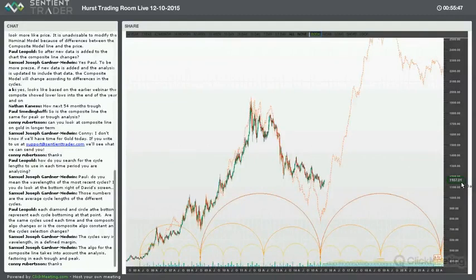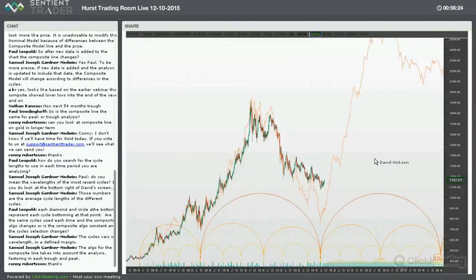Paul Leopold, how do you search for the cycle length to use in each period you're analyzing? Okay, that's a really interesting question. And I see you have some other questions here. Let me just see if they're connected. Each diamond and circle at the bottom represent each cycle bottoming. At that point, are the same cycles used each time? The composite algo changes, the composite algo constant, and the cycle selection changes. Right, okay. And so I think that's a quick sort of summary of those questions.